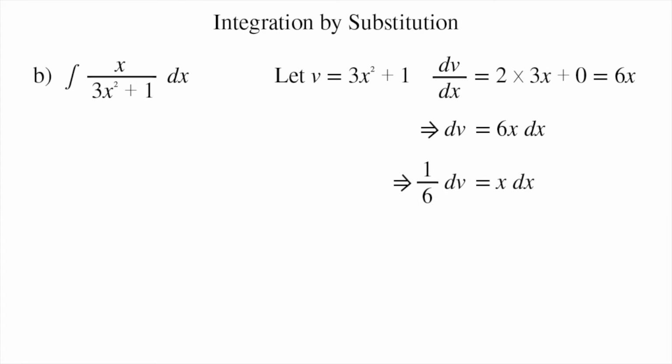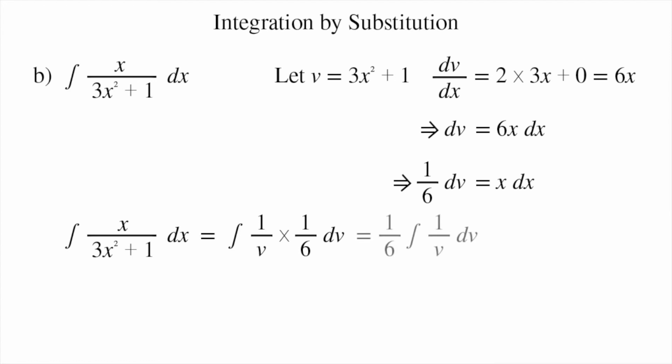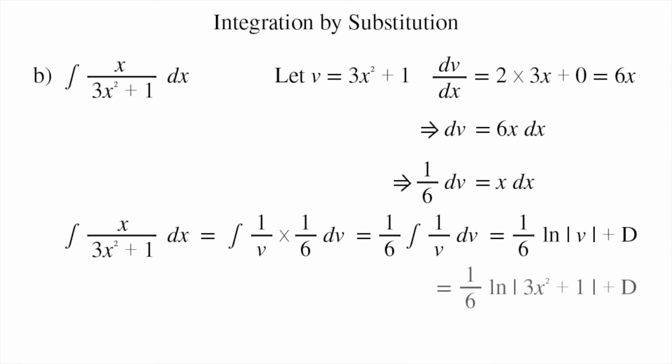This can all now be subbed in, so we can write the integral of x over 3x squared plus 1 dx as the integral of 1 over v times 1/6 dv. Now we can take that 1/6 outside the integration because it's a constant, and we're left with 1/6 times the integral of 1 over v with respect to v, which is 1/6 times ln mod v plus a constant of integration. Let's call it d this time. Now that we've integrated, we should convert back to the original variable, x. So we have 1/6 ln mod 3x squared plus 1 plus our constant of integration, d.